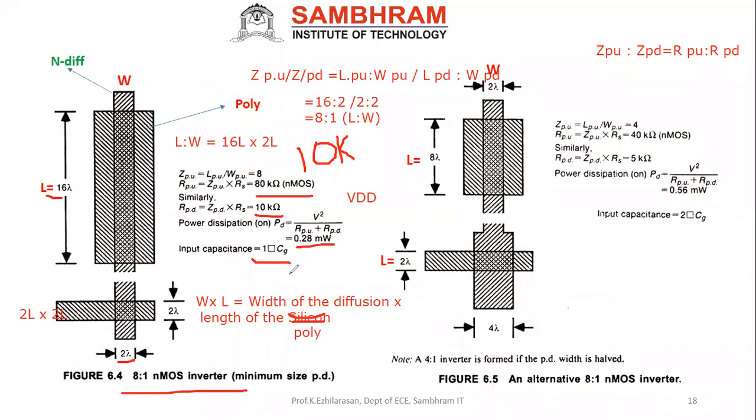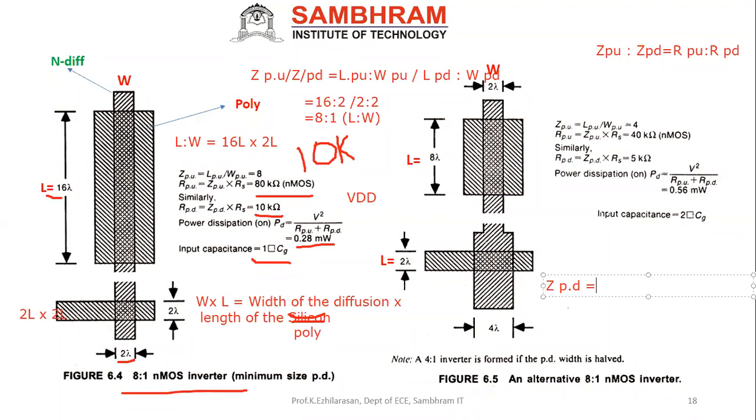The input capacitance normally is the standard input capacitance, which is 1 square Cg. Now, we are saying the alternative 8:1 inverter here. What we did here, we reduced the length of the polysilicon and we increased the W. So let us write here ZPD.